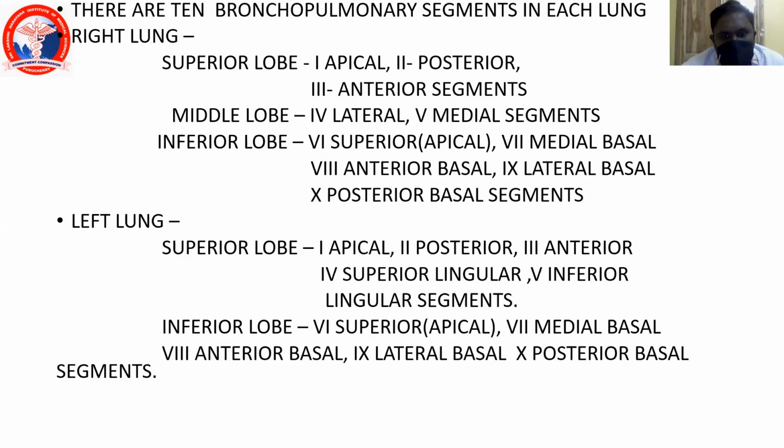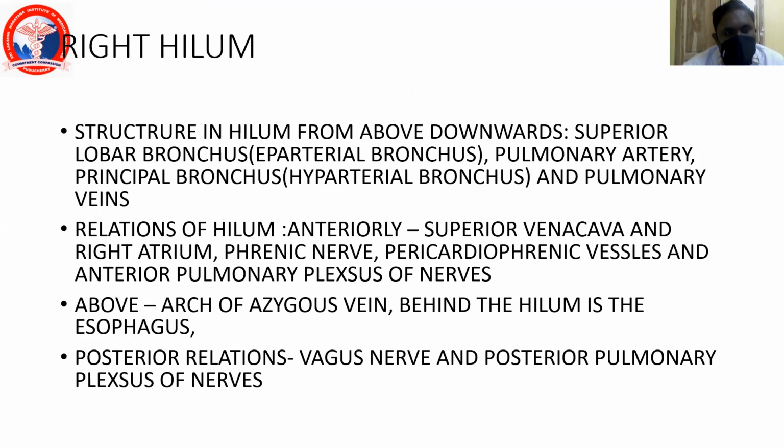The left lung has the apical segment, posterior segment, anterior segment, superior lingular, and inferior lingular. So there are a total of 5 segments in the superior lobe of the left lung. In the inferior lobe, there are the superior, medial basal, anterior basal, lateral basal, and posterior basal segments.